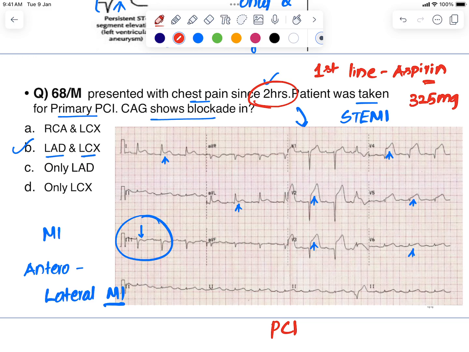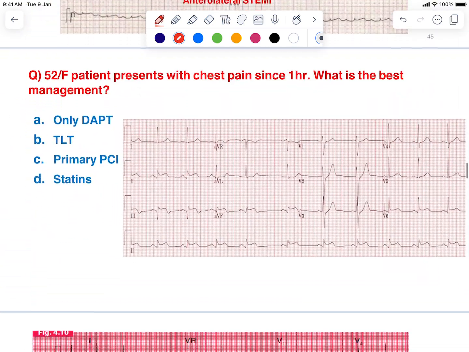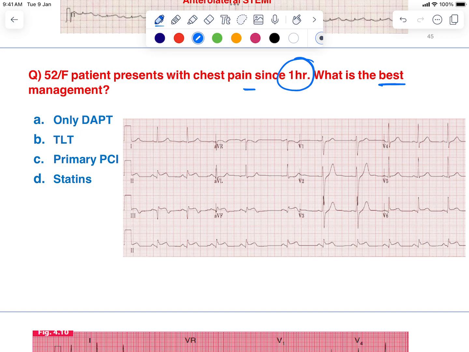All right, next question. So until now we have discussed ECG changes of ST segment elevation in hyperkalemia, left bundle branch block, benign early repolarization, and then ST segment elevation MI, right? So a 52-year-old female patient presented with chest pain since almost 1 hour. What is the best management in this patient? Only DAPT, thrombolytic therapy, primary PCI, or statins. So chest pain is there since 1 hour.